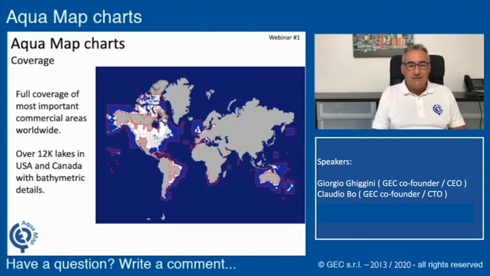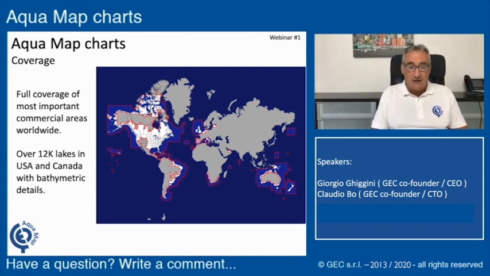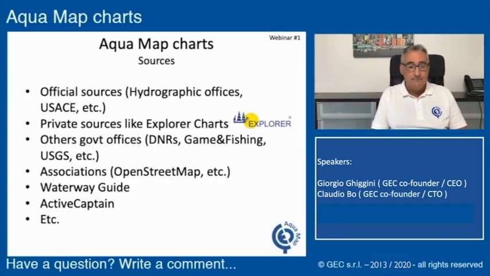Our nautical charts are covering the most important commercial areas worldwide: North America, Bahamas, Caribbean, Brazil, Argentina, West Europe, Australia, New Zealand, and South Africa. We do not cover only marine areas. In US and Canada, we have over 12,000 lakes with bathymetric information. And to complete the product, we integrate also a full topography, including road network, waterways, in order to have a reference and details of the area you are navigating.